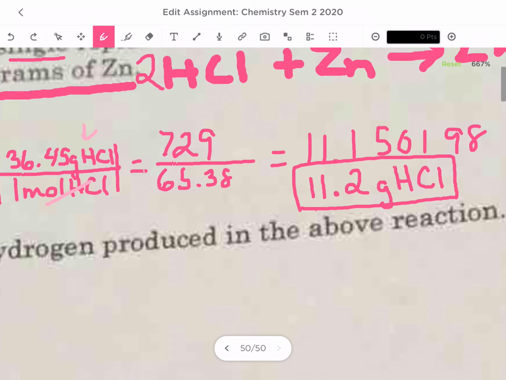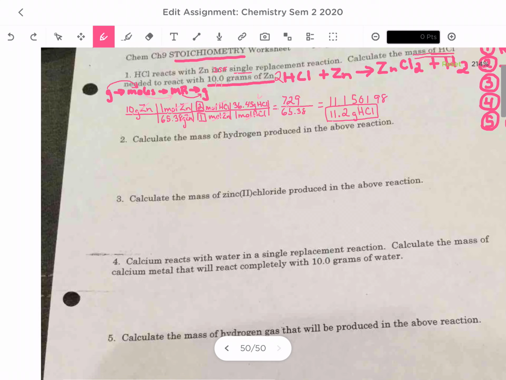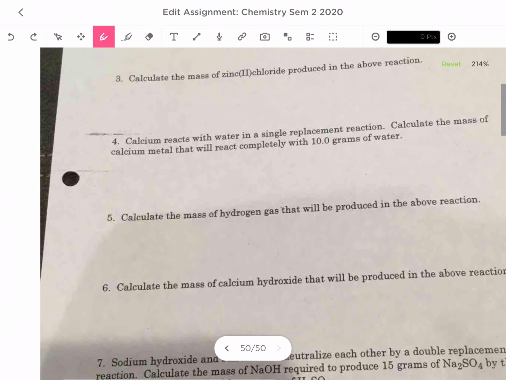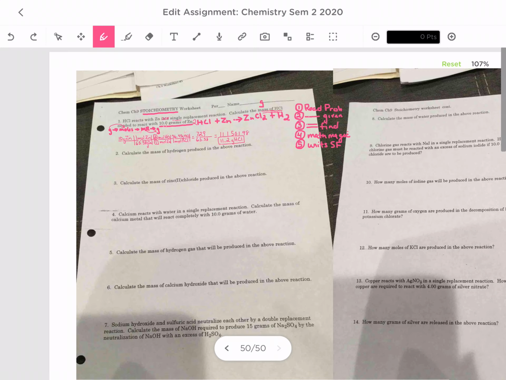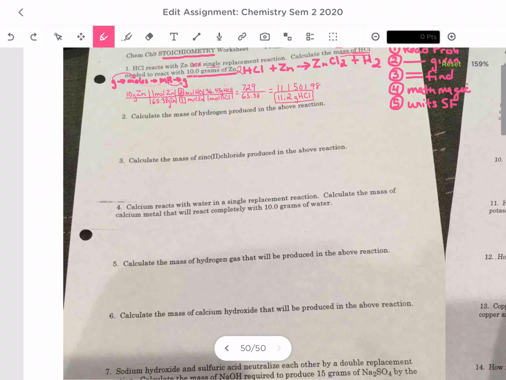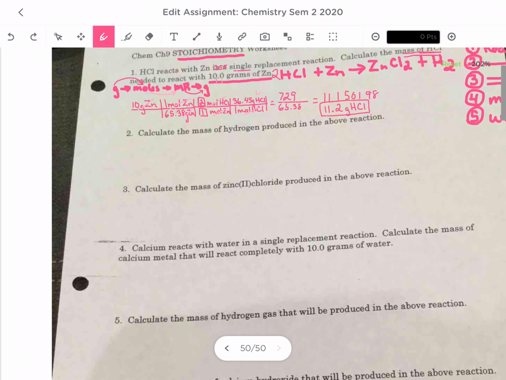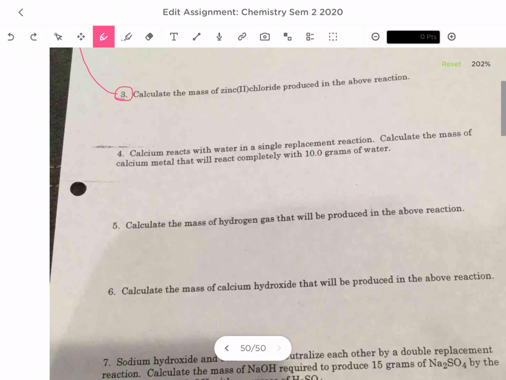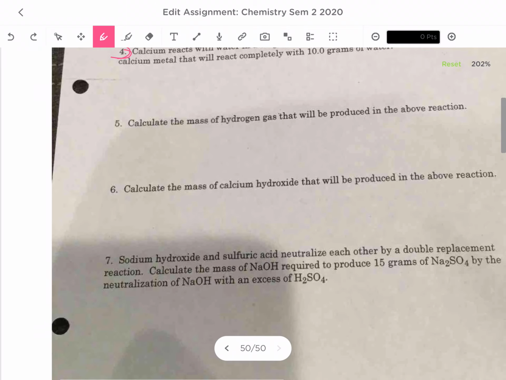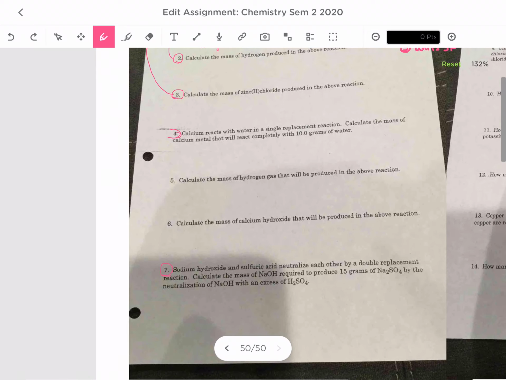And now for this week, I would like you guys to do 2 through 7. And then next week, I want you to go ahead and do 8, 9, 10, 11, 12, 13, 14. Obviously, like if you look at this, number 2 goes with that equation. Number 3 goes with that equation. But number 4, you actually have to write another chemical equation, and then down here at number 7, you have to write another one.